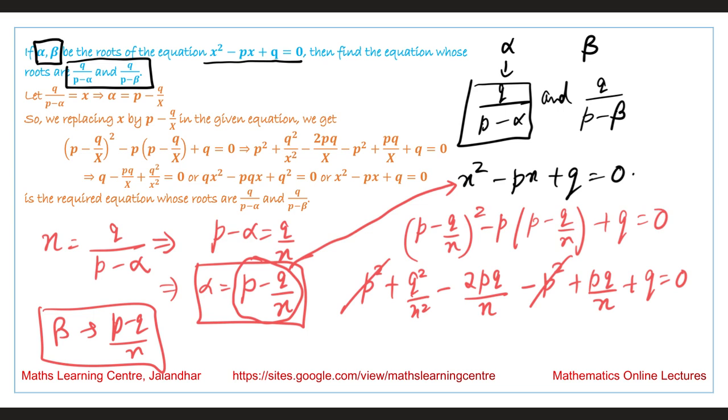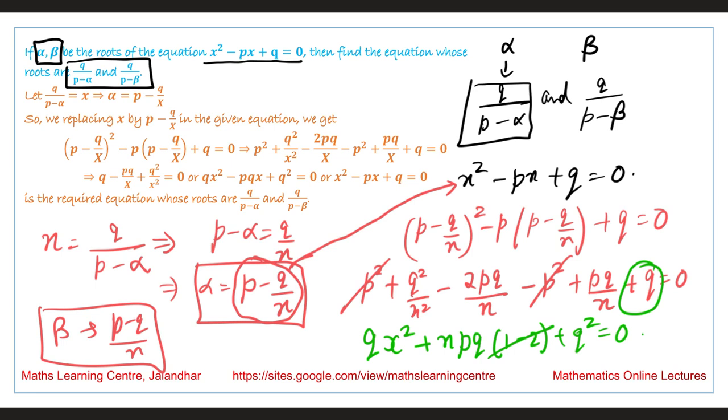If we multiply this whole equation by x square, the answer we obtain is q square. With x square we obtain qx square, and then we write the terms with x. So that will be plus x into p into q into 1 minus 2, and then plus q square is equal to 0. So this value will become equal to minus 1.